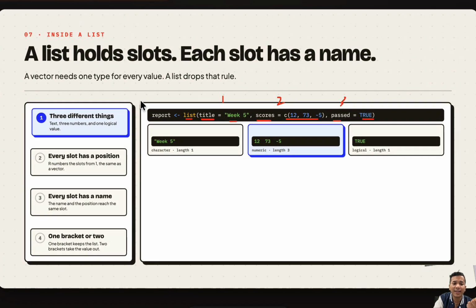Now the next thing is we use a list, and the way a list works is that each value has a label. The first one, week 5, has the label title. This one, 12, 7, 3, and -5, has the label scores, and then TRUE has the label pass. So that is the difference between a list and a vector.